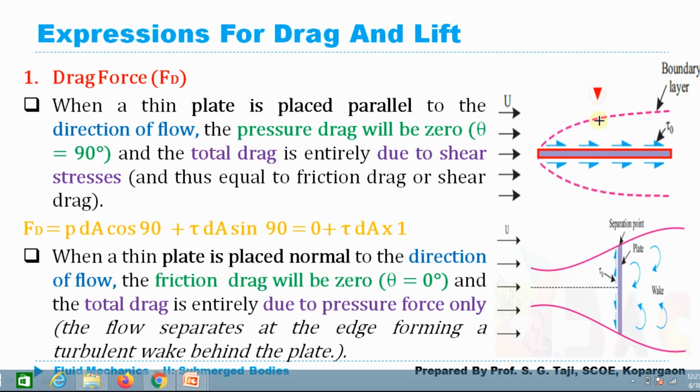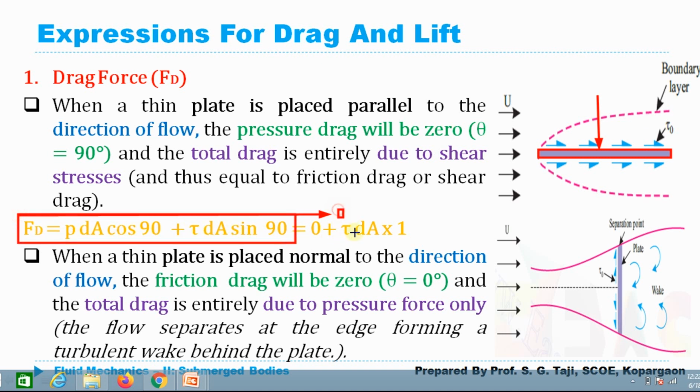So if I'm considering this plate which is held parallel to the direction of motion, in that case my theta will be 90 degrees for the pressure force, so cos 90 will become 0, and in that case my total drag will be only because of shear drag. So the value of total drag will be equal to tau dA sin of 90, that is tau multiplied by dA. So my total drag will be equal to friction drag or shear drag only.